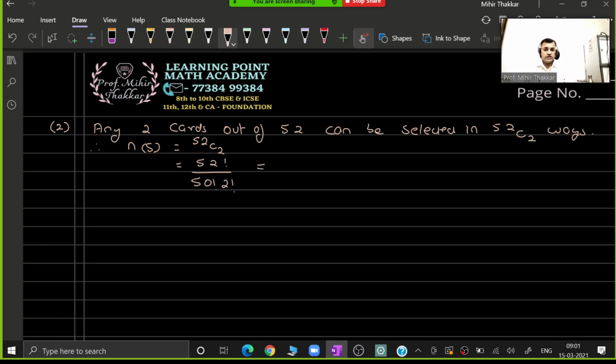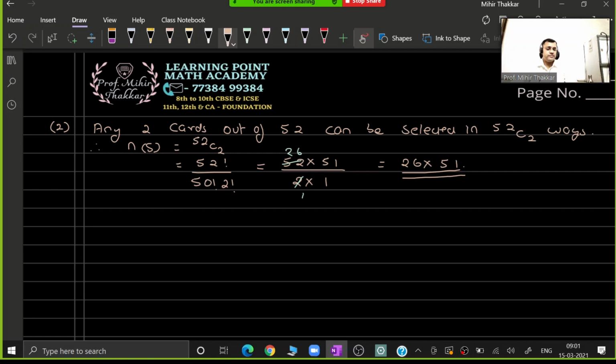Now in order to solve this, I will write over here divided by 50 factorial. I just cancelled it off directly. I get over here 2 into 1 for 2 factorial. Now this becomes 2 into 1 and 2 into 26. So I will get this is equal to 26 into 51. Just keep it as it is.